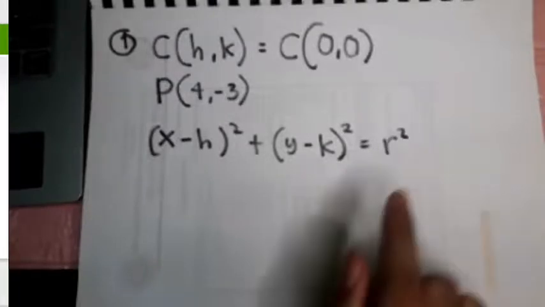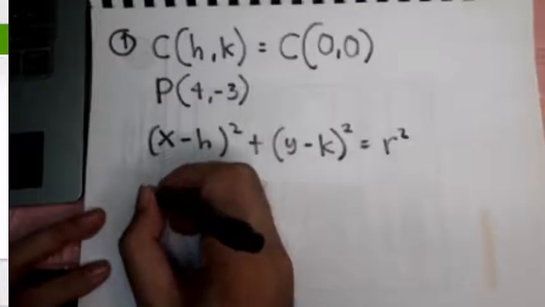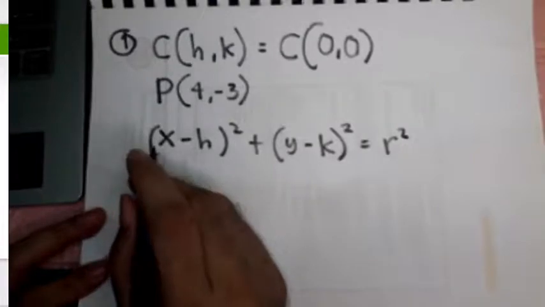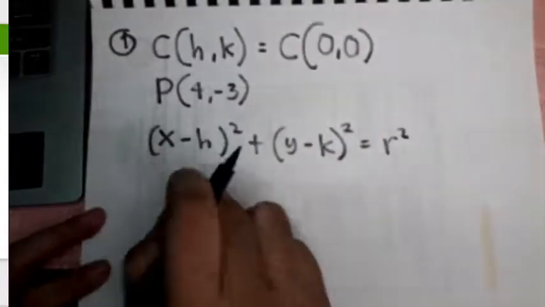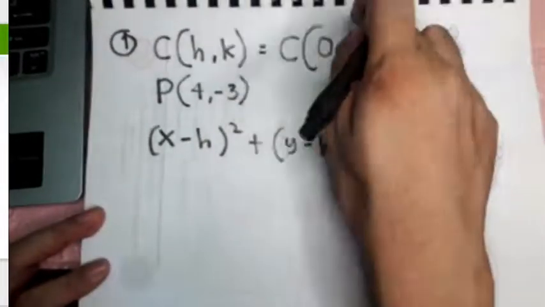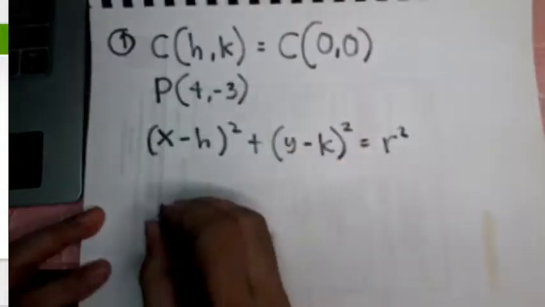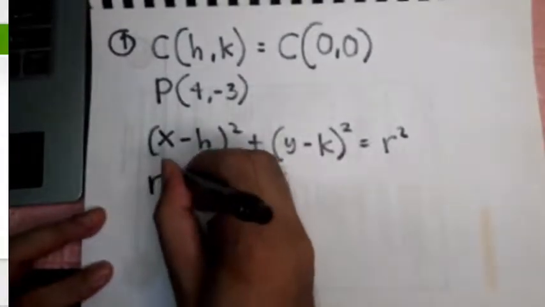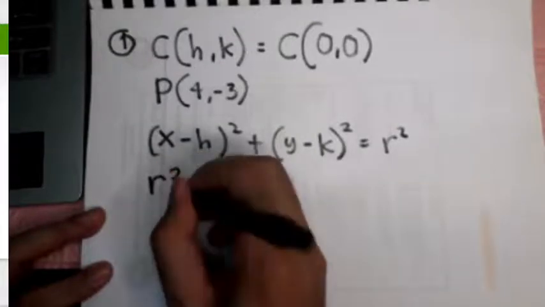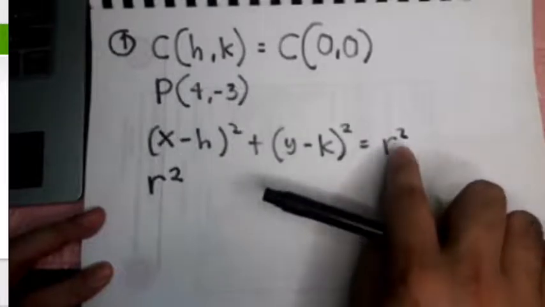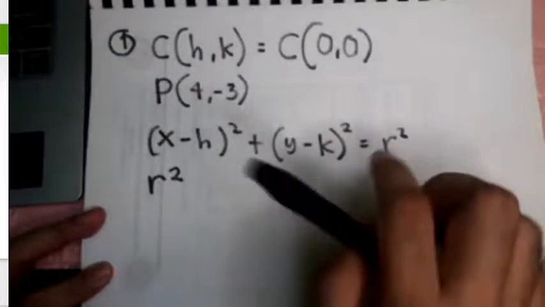calculating r squared. What is r squared? That is the distance formula, because the radius is the distance. The definition of radius is the distance from the center to any point P. So that is the radius. But we are not interested in the radius. We are interested in r squared because that is what is in the formula. So instead of solving for the radius, we are going to solve for r squared.